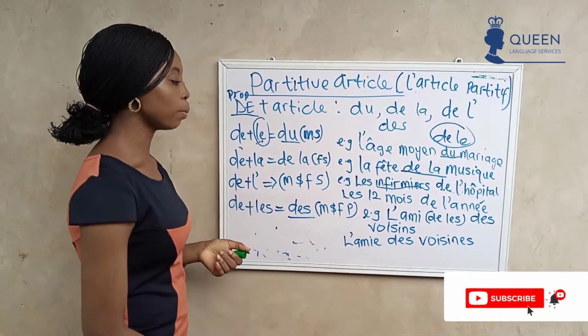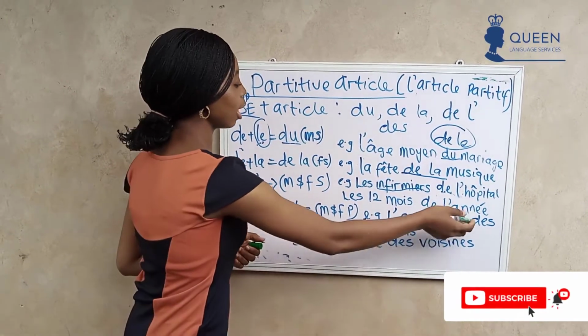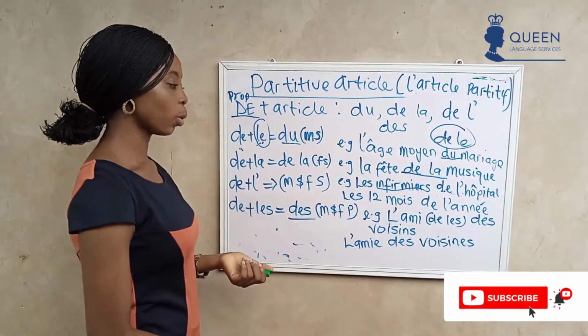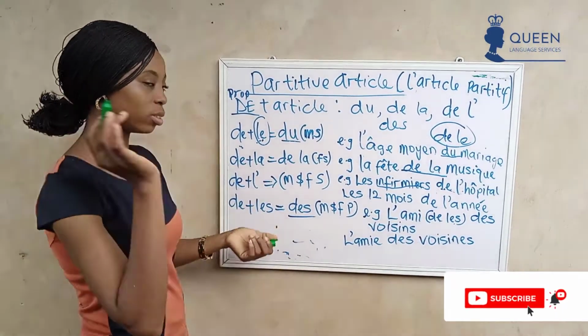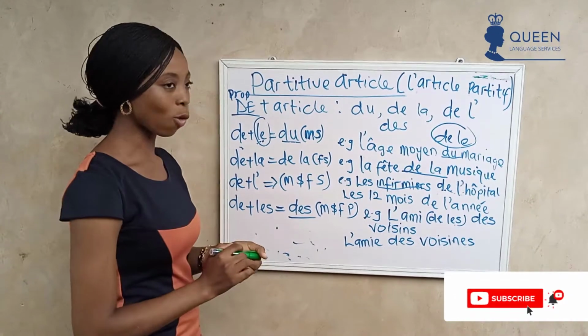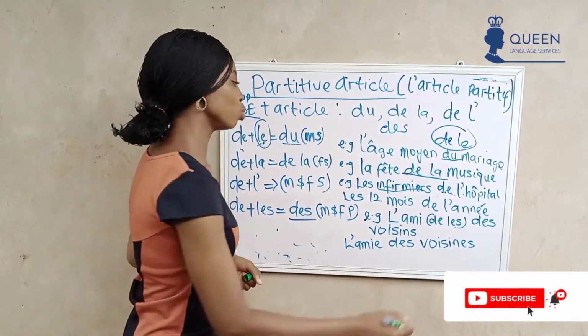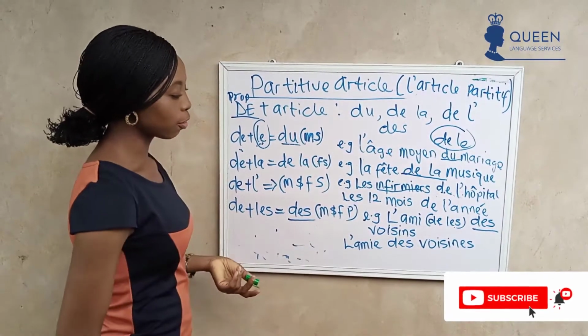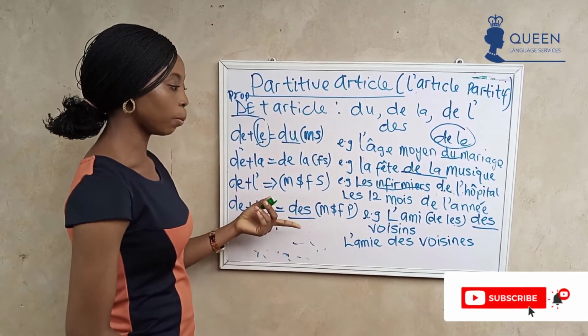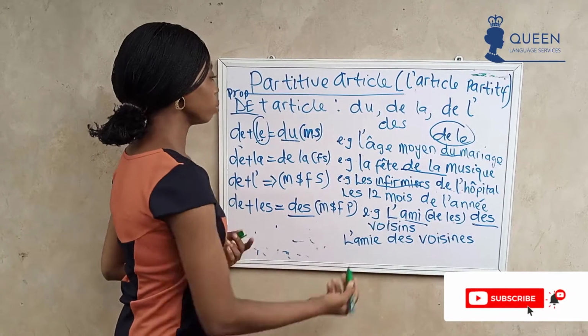Okay, so we have an example. We have l'ami des voisins. We can see that it's meant to be de les voisins, of the neighbors, but we don't have de les voisins in French. Rather, it contracts and turns to des. This is for a masculine gender, but it is plural because we have ami being masculine.